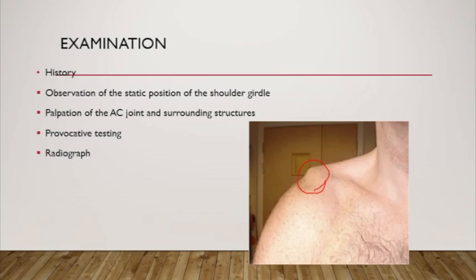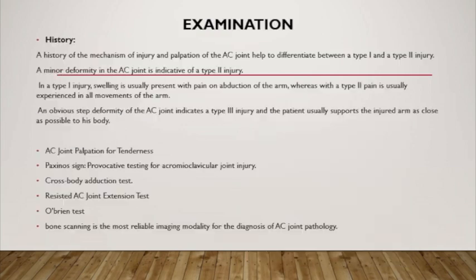Next, we'll have palpation of the AC joint and surrounding structure. So we'll go for palpation to check for tenderness. If tenderness is present over the AC joint, then it's an indication for AC joint injury. Next, provocative tests. There are various tests which we are going to discuss in the next slides, which will determine whether an AC joint injury is present or not. And finally, radiograph. So we can go for X-ray as well as bone scans. So now let's progress with the examination in detail.